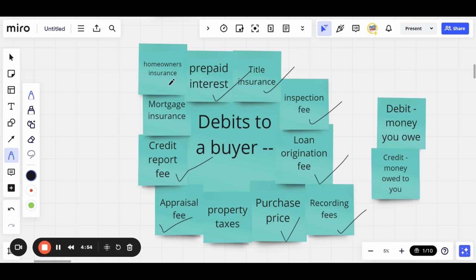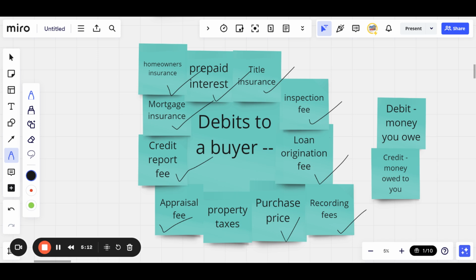Now, homeowners insurance. That's something that the buyer would definitely owe. Mortgage insurance, if it's needed, that's another thing that could show up as a debit to the buyer at closing. And then I put property taxes. So there's two ways that the buyer might be responsible for property taxes.